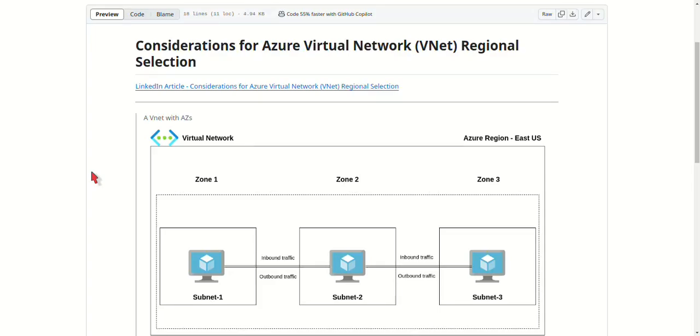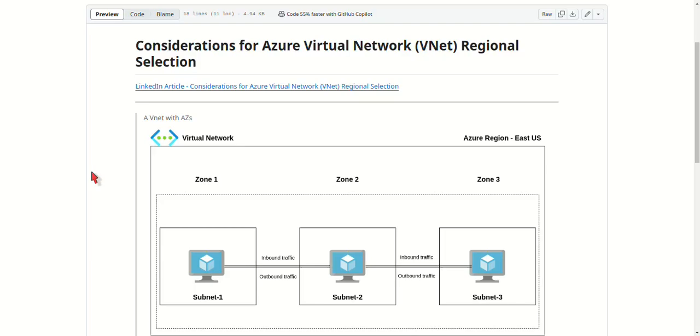In today's walkthrough, we are diving into a critical decision-making process in the Azure ecosystem: selecting the appropriate region for your virtual networks, or VNets. Choosing the right region can have far-reaching consequences on your system's performance, compliance, and overall architecture resiliency, especially when you are building enterprise-grade solutions.